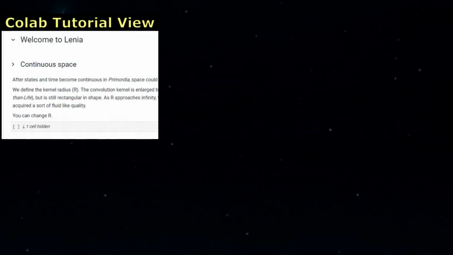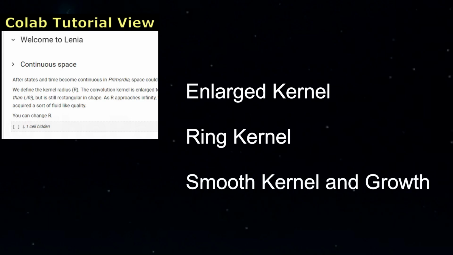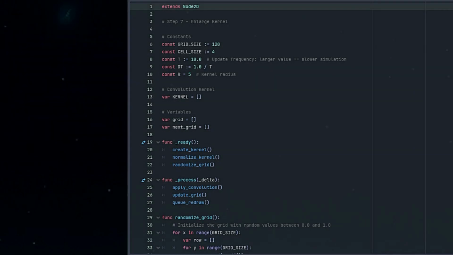Now that we've made both states and time continuous in primordia, we can do the same for space. We'll tackle this in three sub-steps. First by making the rectangular kernel larger, then by turning it into a circular kernel, and finally by smoothing it out over space using a bell-shaped function.